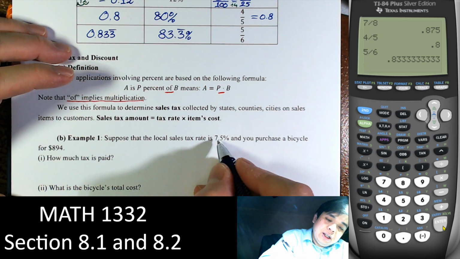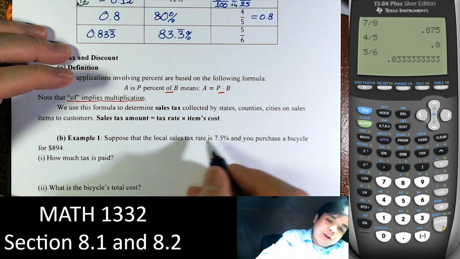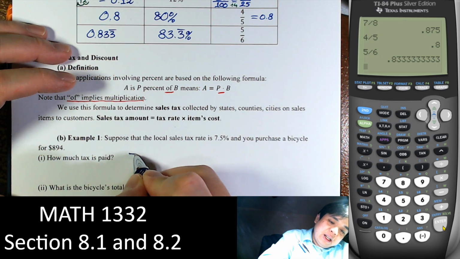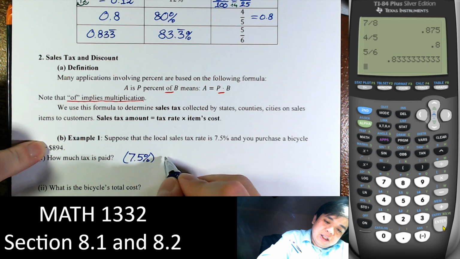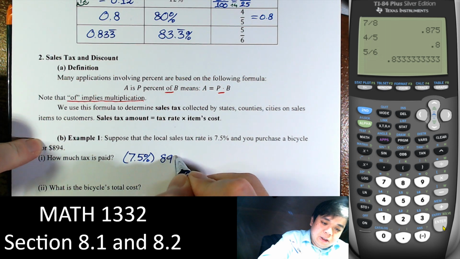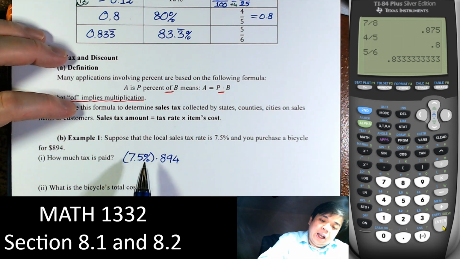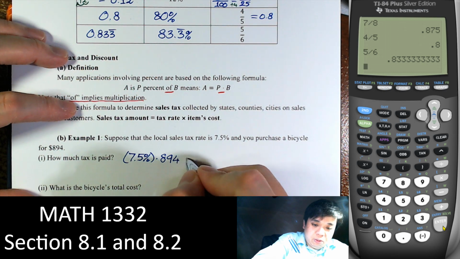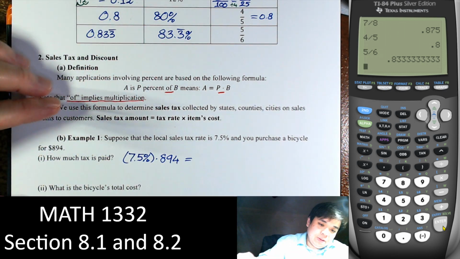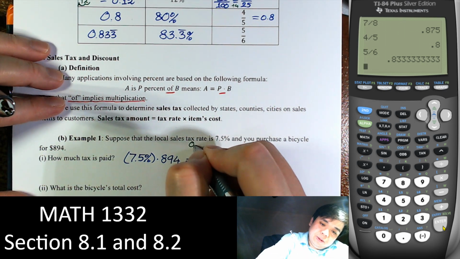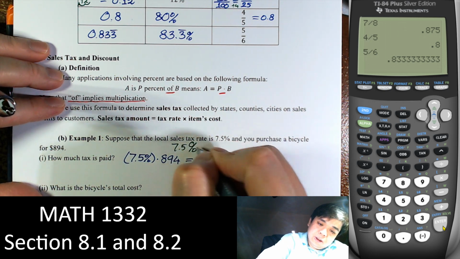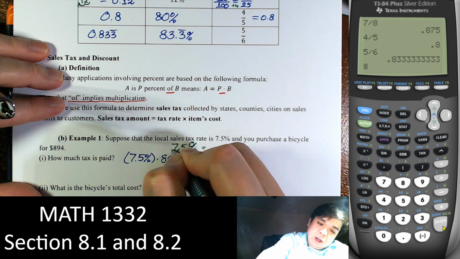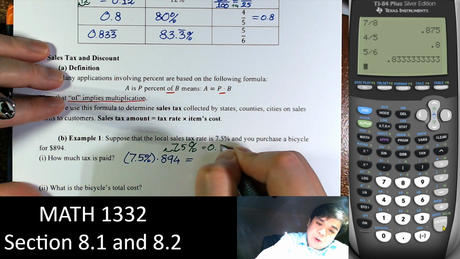So the sales tax, we said, is 7.5% of that amount. And first we convert this to a decimal. So 1, 2, so that's 0.075.